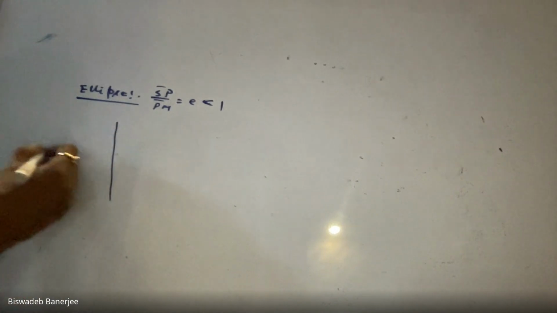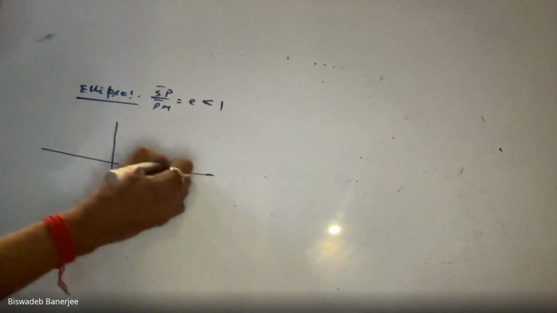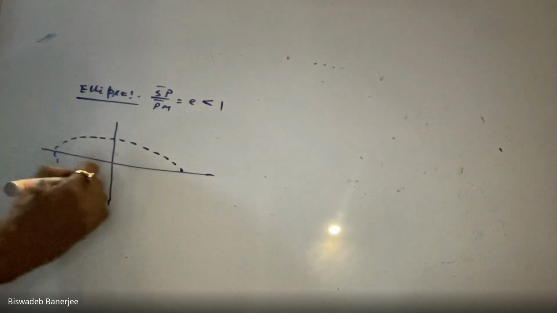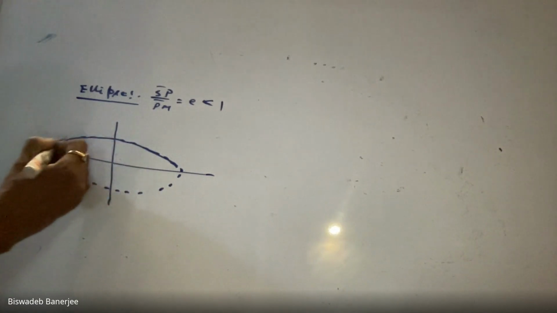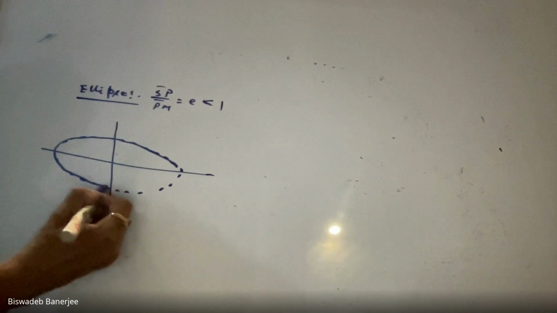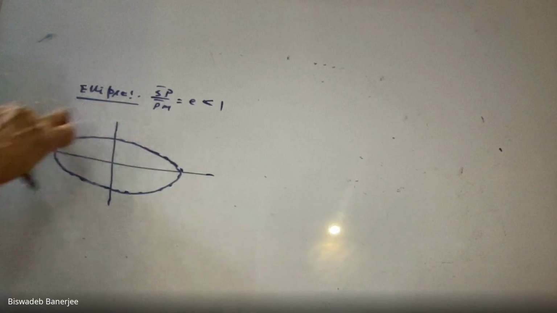Now, what is the diagram of the ellipse? The diagram of the ellipse is an oval shape, not a circle. It looks like a circle, but not exactly a circle. An oval-shaped curve, a closed curve. See that? A closed curve. There is my ellipse.